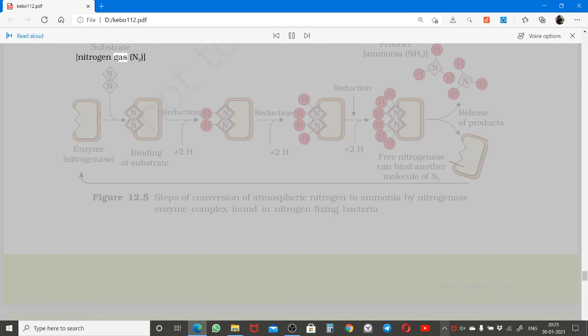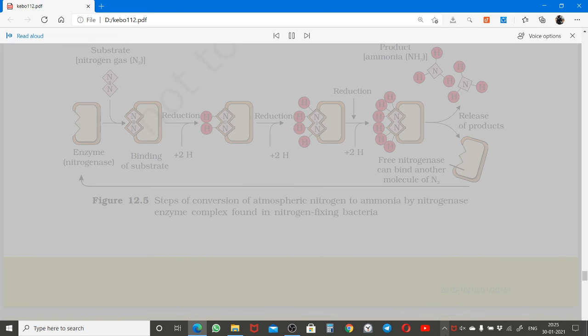Substrate nitrogen gas, N2. Reduction. Binding of substrate to nitrogenase. Product ammonia, NH3. Release of products. Free nitrogenase can bind another molecule of N2. Figure 12.5 Steps of conversion of atmospheric nitrogen to ammonia by nitrogenase enzyme complex found in nitrogen-fixing bacteria.